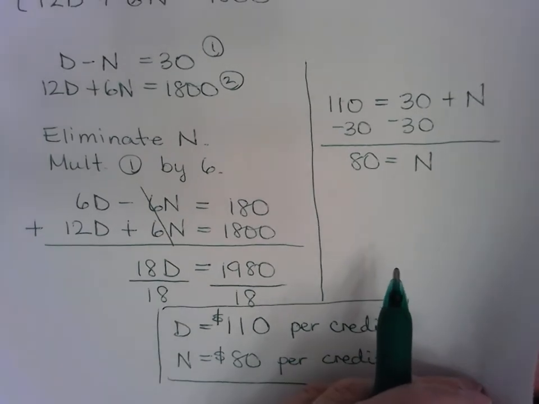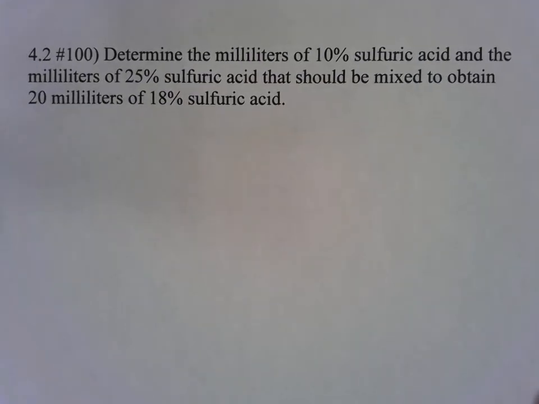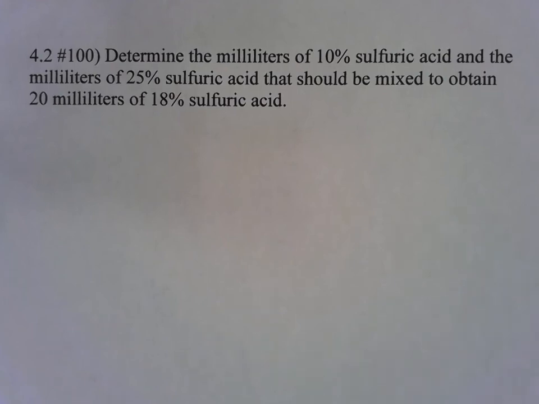Okay, I think I have one more. And that is the chemistry problem. So we can also work out the chemistry problems with two variables as well. So let's look at what that would look like. So this one says, determine the milliliters of 10% sulfuric acid and the milliliters of 25% sulfuric acid that should be mixed to obtain 20 milliliters of 18% sulfuric acid.